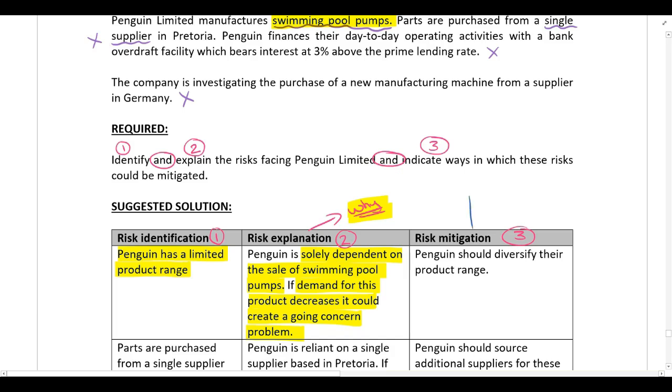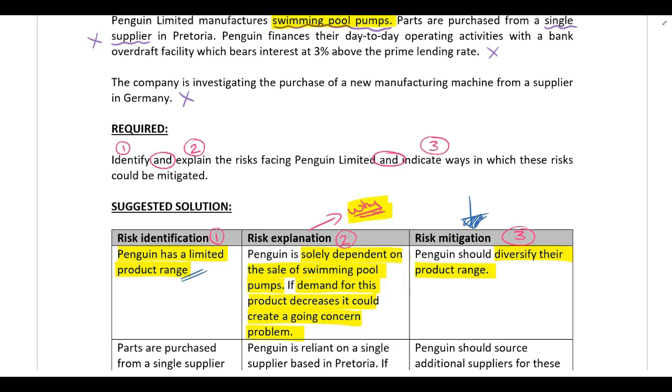And then lastly, we need to discuss how the company should mitigate this risk or how they should respond to this risk. And you are not going to find this in the question. You are going to need to come up with the mitigation on your own. So if the risk is the company has a limited product range, then in order to mitigate this risk, they should diversify their product range. So instead of just selling swimming pool pumps, they should also manufacture and sell other products. Then they will not be exposed to this risk.